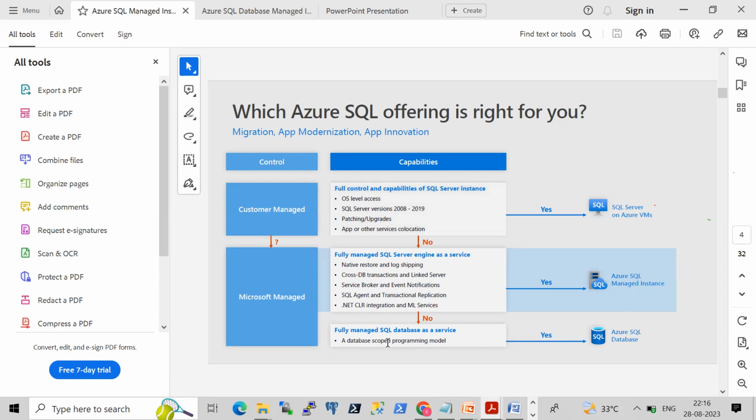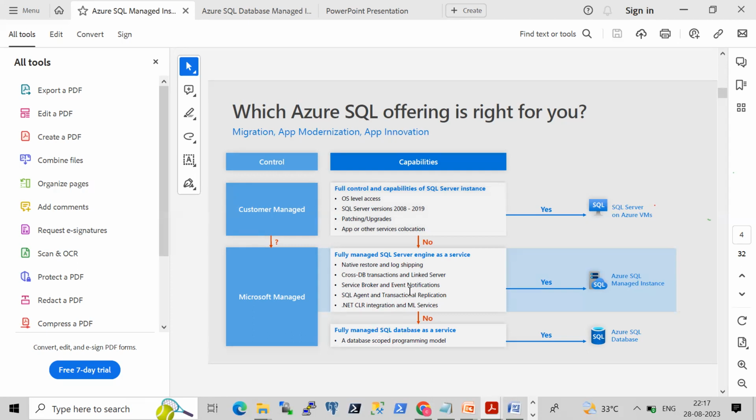If you have dependencies with cross database queries, then Azure SQL doesn't support that. You have to remember that. It is a very, very important thing. Usually we think that we can access one database from another database, but that is not the case.